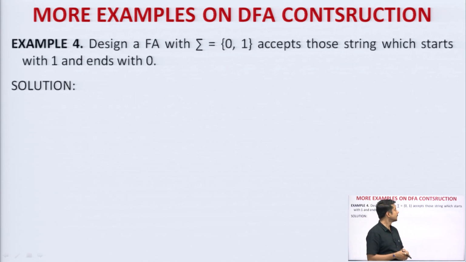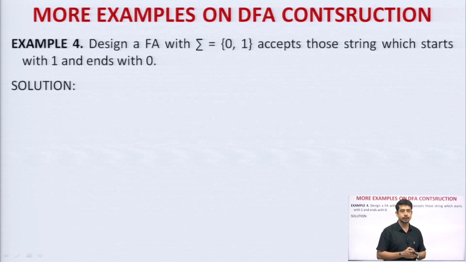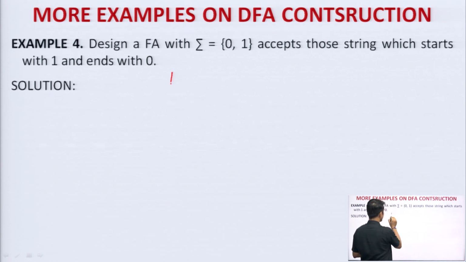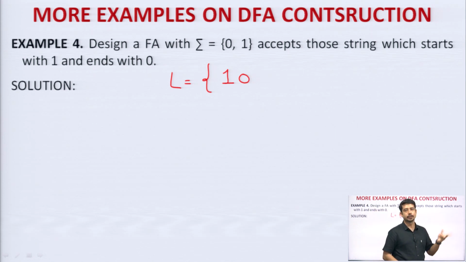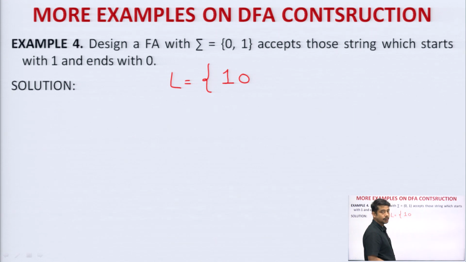Next question says that design a finite automata with the input symbol accept those strings which starts with 1 and ends with 0. So, my language will be what? Starts with 1 and ends with 0. So, the preliminary string, the basic string will be what? 1 0, right? Starts with 1, ends with 0. Try to design this first.